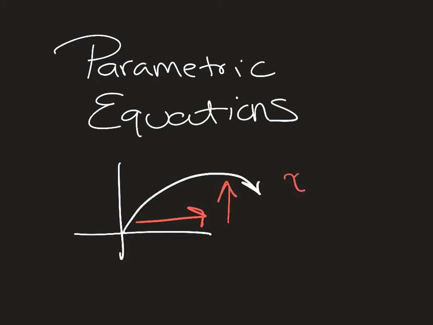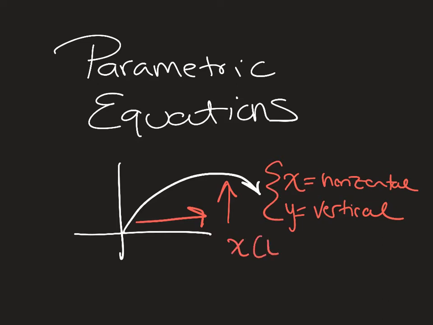We write an equation based on x for the horizontal and y for the vertical. Both of these, we're going to use t in this case: x of t and y of t, where t is the parameter. The x distance and the y distance are dependent upon t. In this case, time, because how long the object has been moving will tell you how far horizontally and how far vertically it's moved.